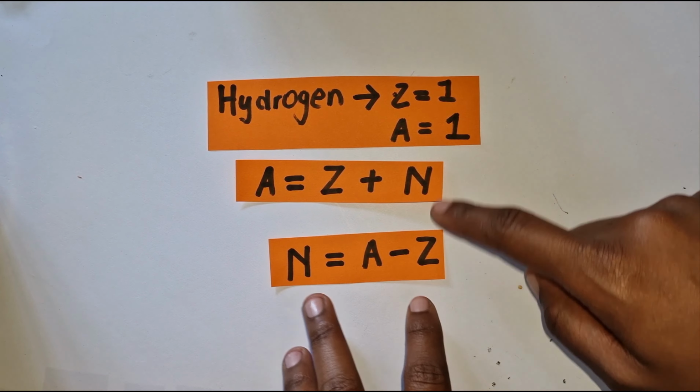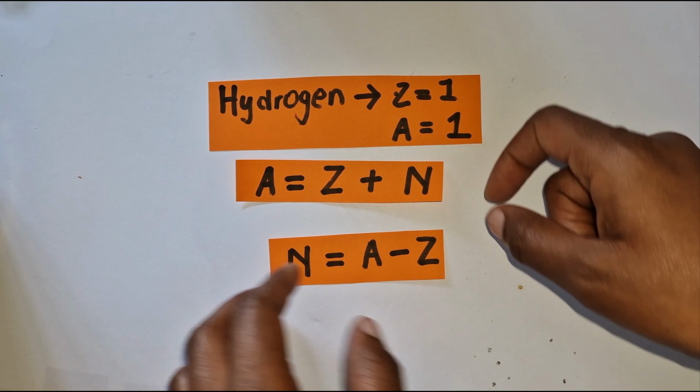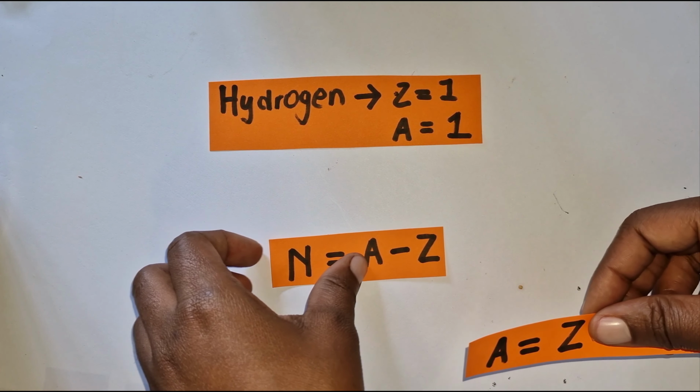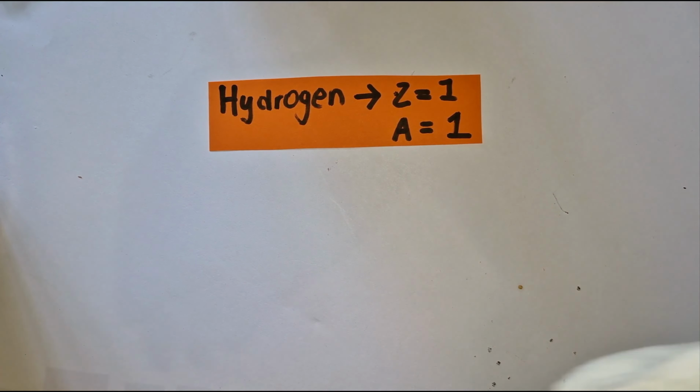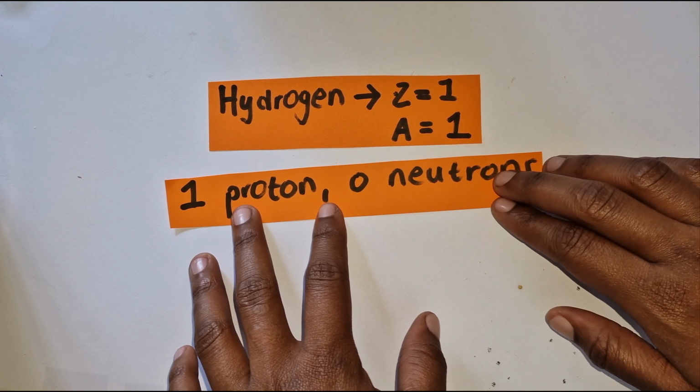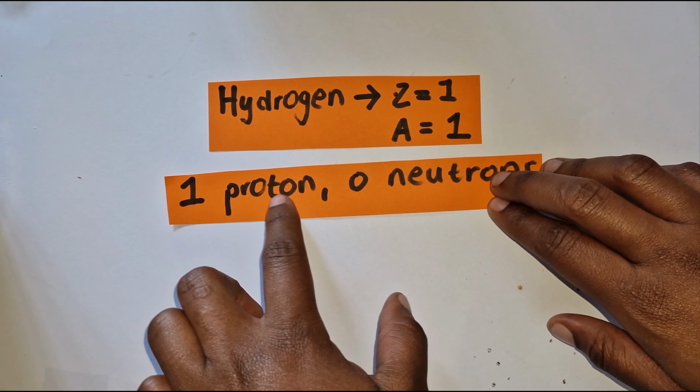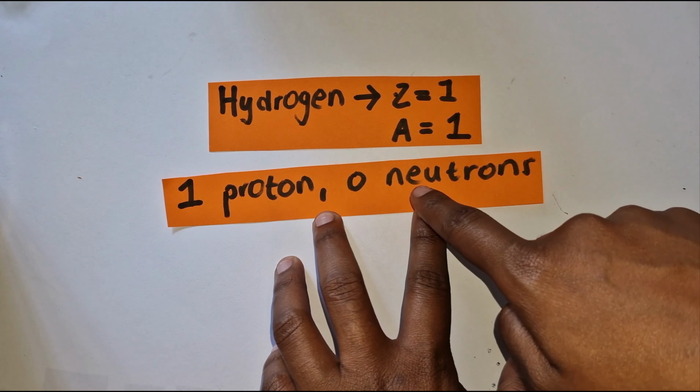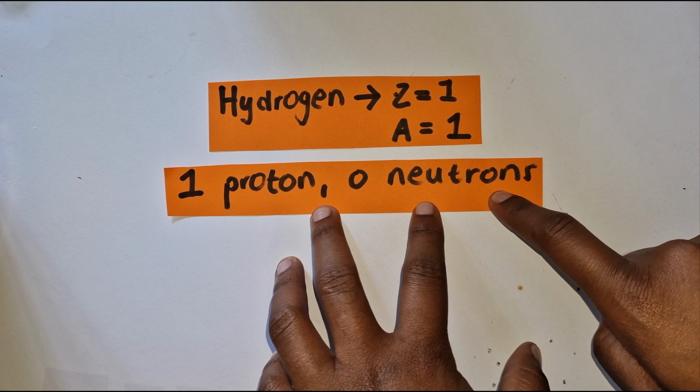So for this instance, we'll have 1 minus 1. What is 1 minus 1? We know that 1 minus 1 is 0. So this tells me that, okay, hydrogen has 1 proton, but it has 0 neutrons in its nucleus.